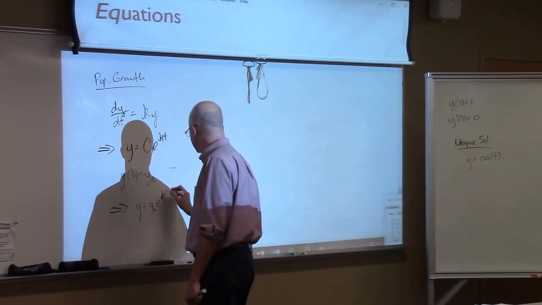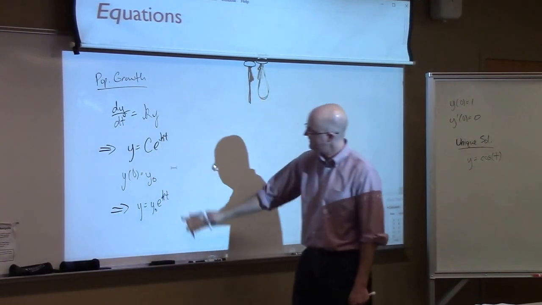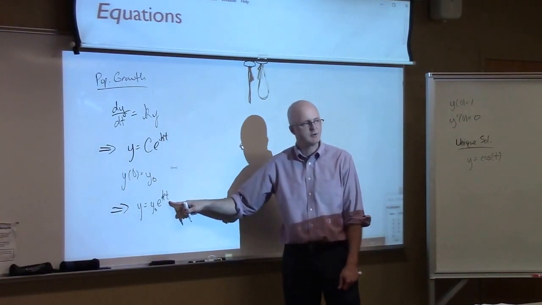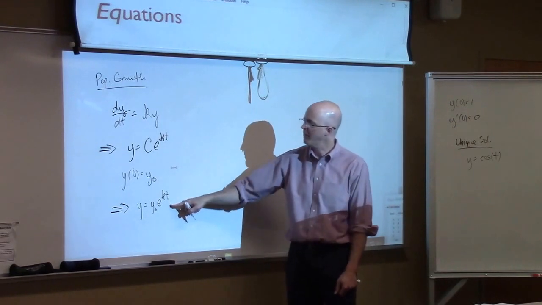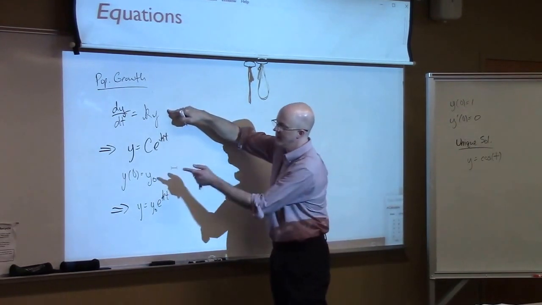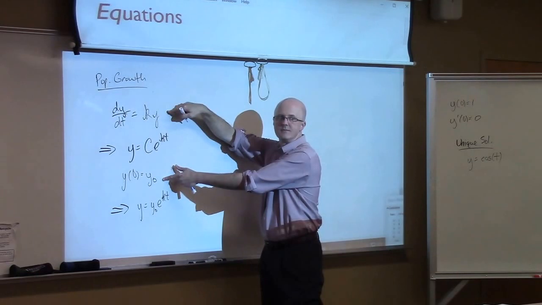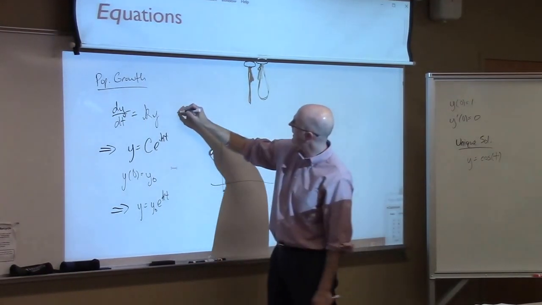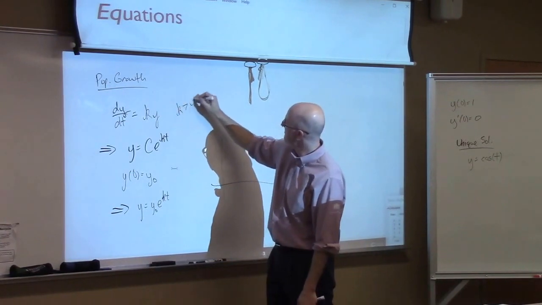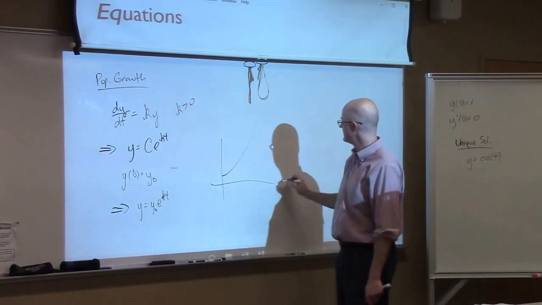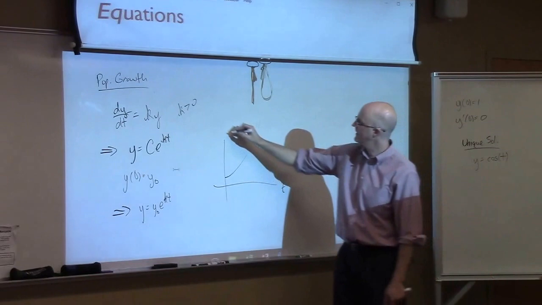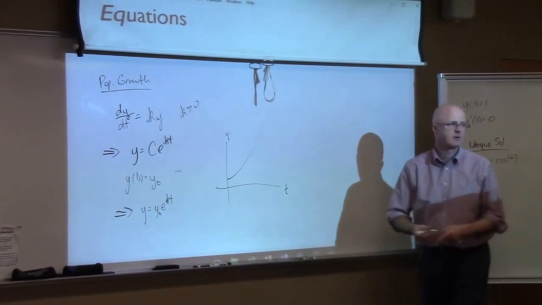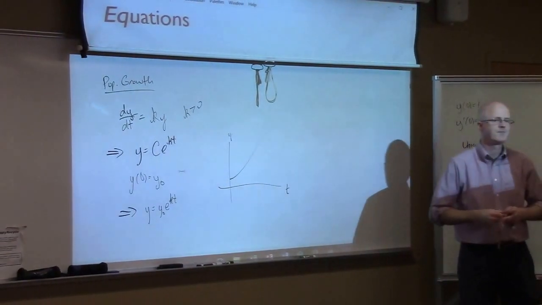So if you think of y sub 0 as a fixed number, then you think of this as one function, your unique solution to the initial value problem, consisting of this differential equation and that initial condition. It's an exponential growth function. K is positive here. The graph looks like this as a function of time. You've got exponential growth in the population.